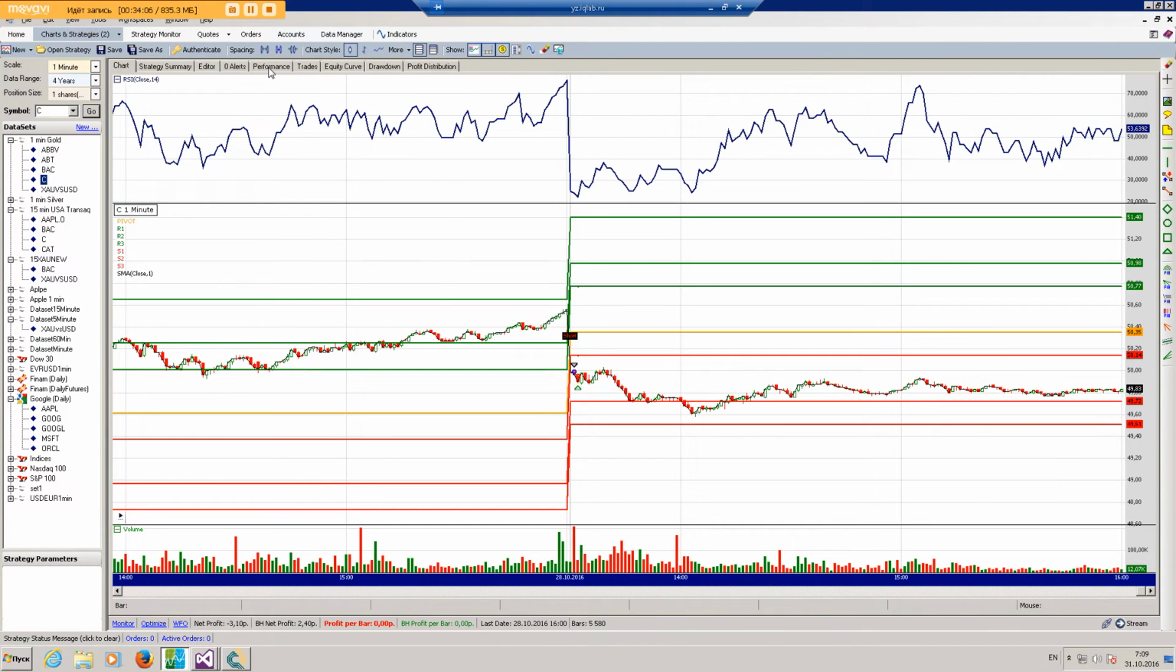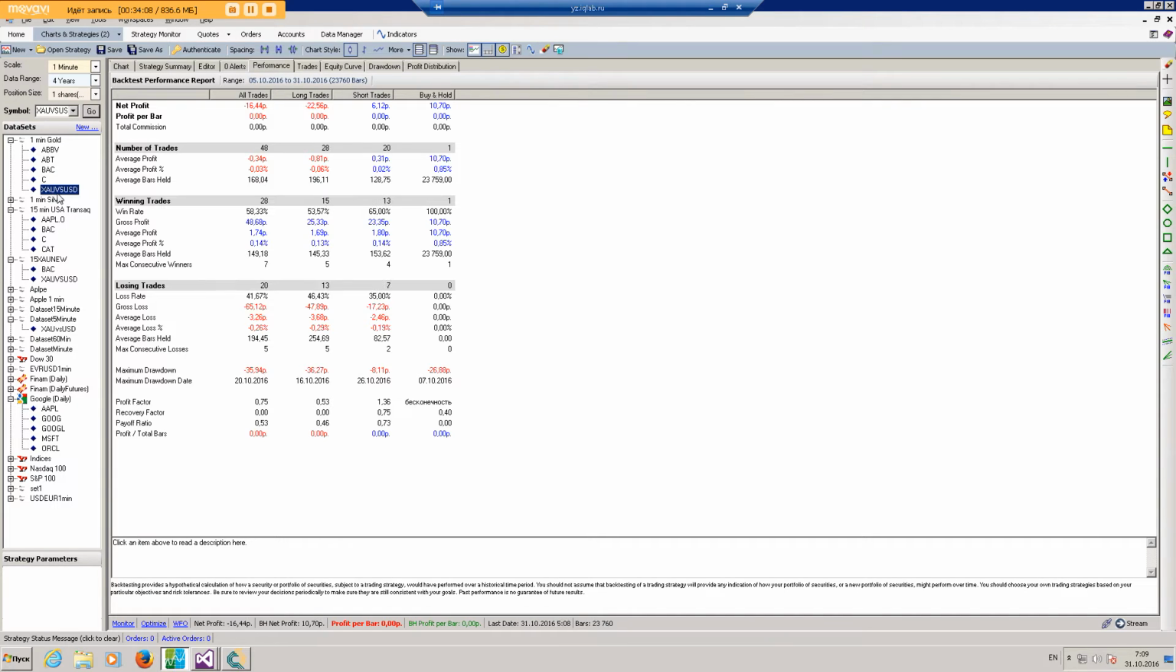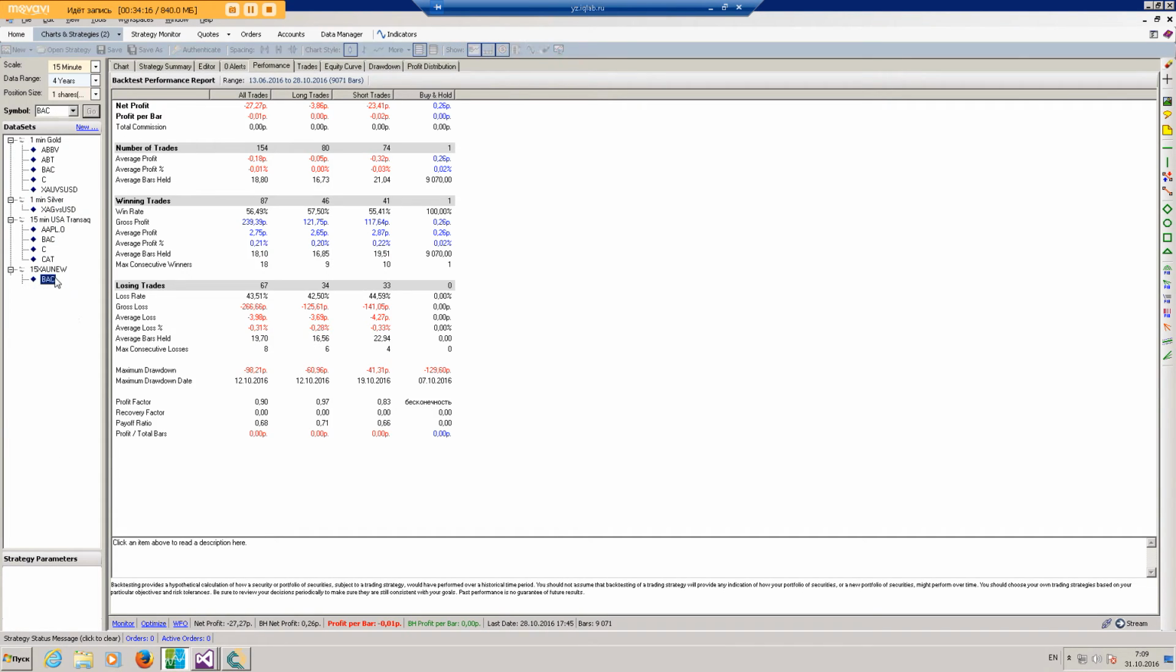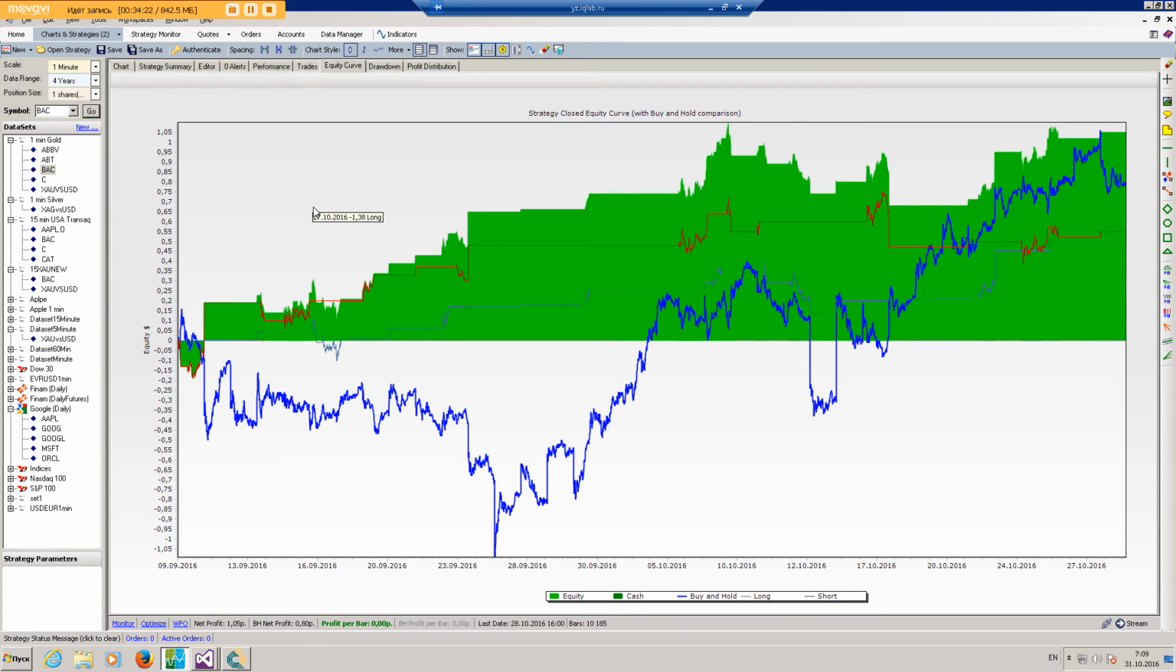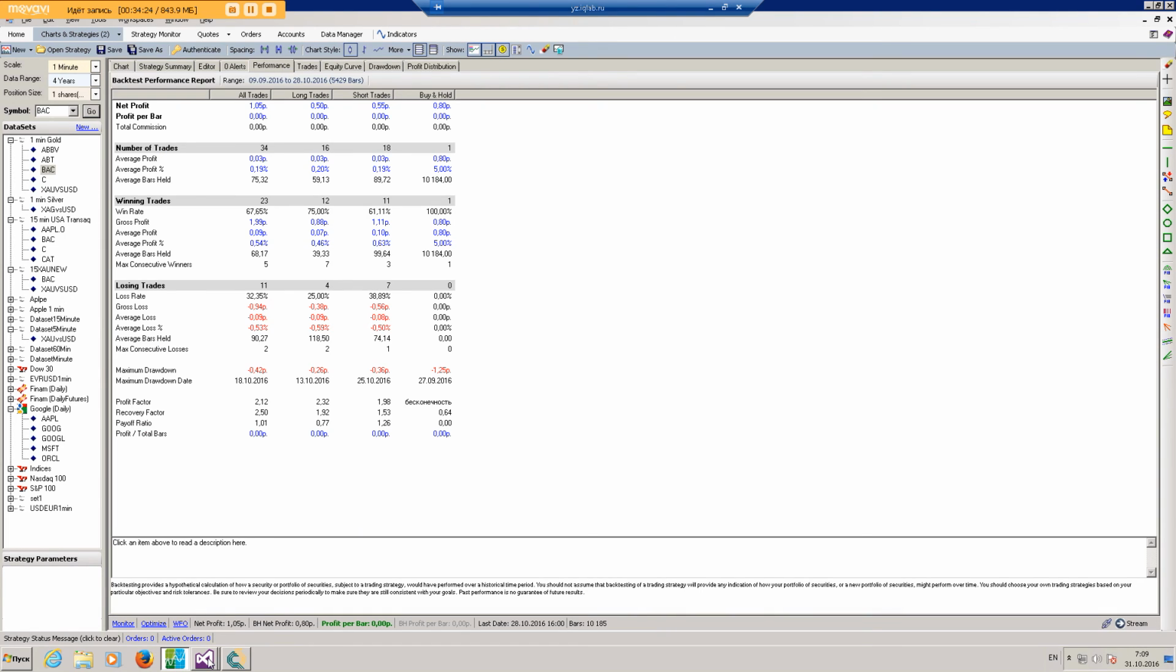Let's try C. C doesn't work, gold doesn't work, but BAC. What about silver? No. But this does look pretty nice, the equity. Okay, so this is the framework. Now you can do whatever you want with it. Have fun. Good luck.